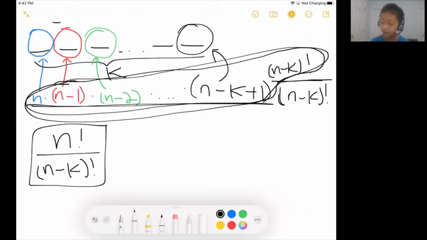So this represents the number of ways to permute k objects from a total of n. And sometimes you might see the mathematical notation nPr or nPk, to represent the number of ways to arrange k objects in a line from a total of n objects. There are probably other notations, but usually you won't have to worry about the notation as long as you know how to use it and understand how it works, and it's fine.